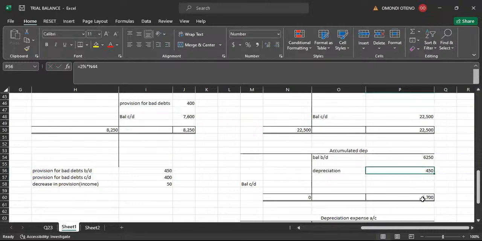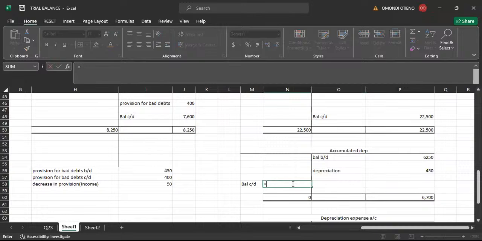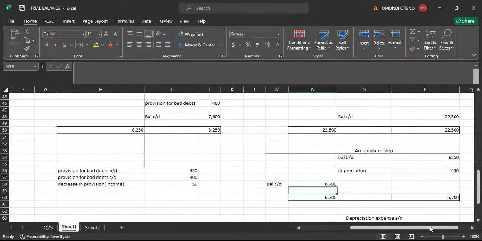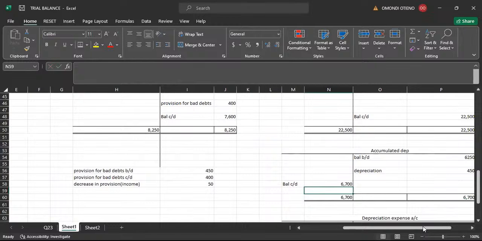So when I want to get the balance carried down at the end of the year, it is equivalent to the balancing figure. That is the balancing figure of that. So my balance carried down of accumulated depreciation is 6,700. Then I will come to depreciation.